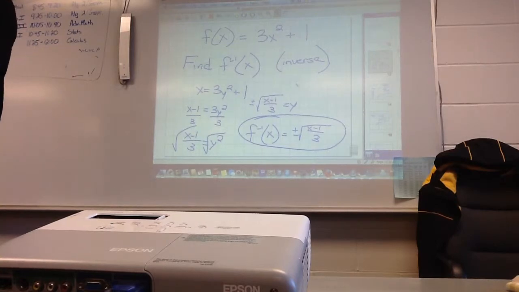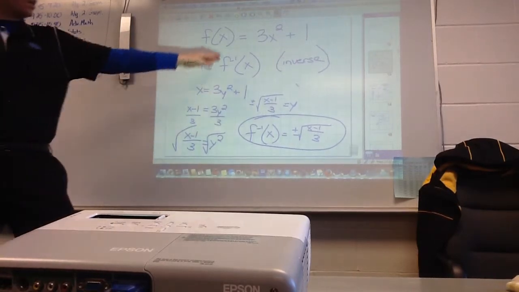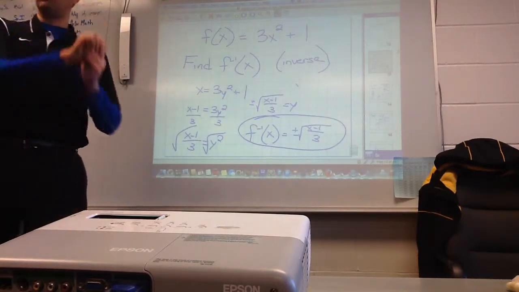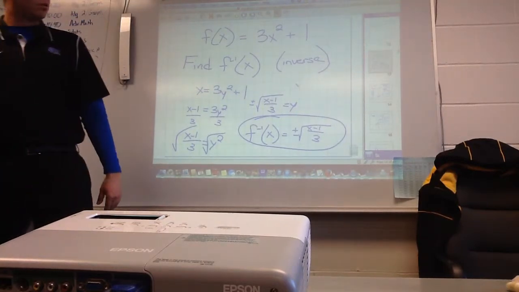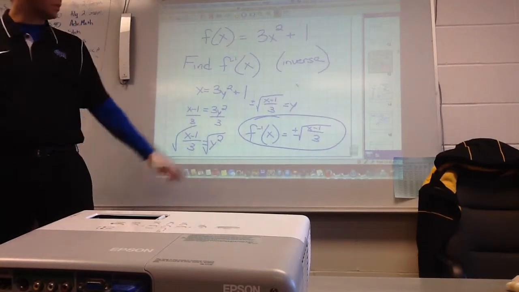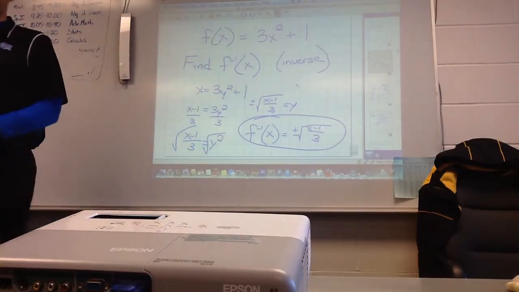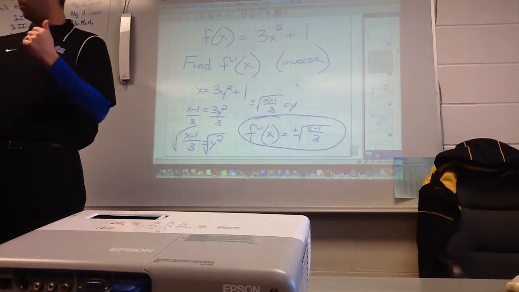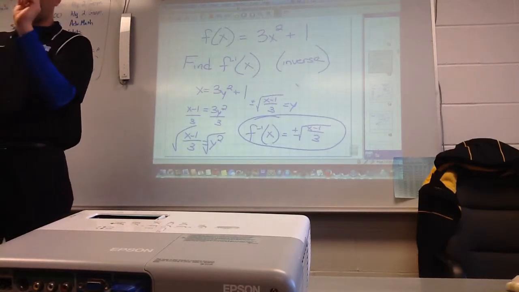So if I plug in a 2, out comes a 13. So I need a function that if I plug in a 13, out comes a 2. Or if I plug in a 4, out comes a 1, because if I plug in a 1 for this, out comes a 4. Do you see what I'm talking about? You understand inverse functions a little bit? The x and y's are just flip-flopped.